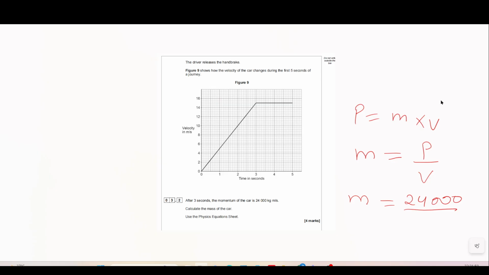Do I have to do the highest point it reached? Yeah, exactly. This point. This is the velocity because after this it becomes zero, right? So this velocity you have to consider. How much is this? 15. Yes, so velocity is 15. So 24,000 divided by 15. 1,600. Exactly. 1,600 kilograms. Okay, good.